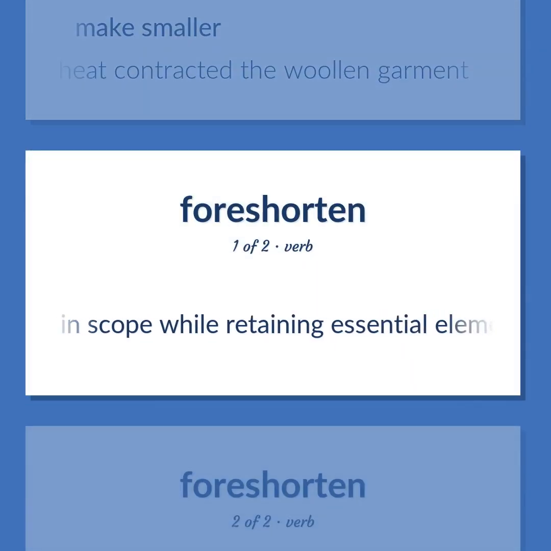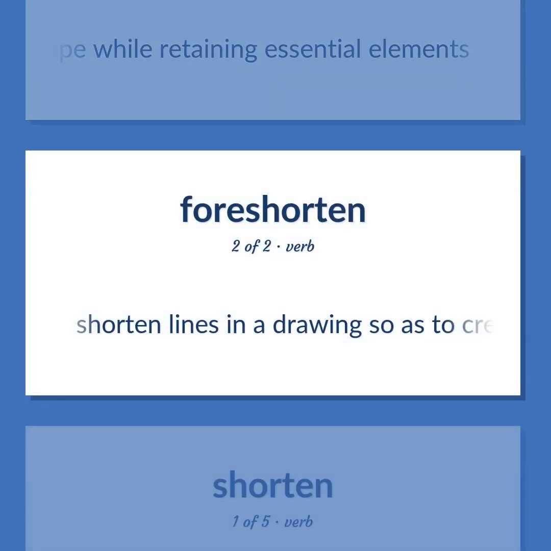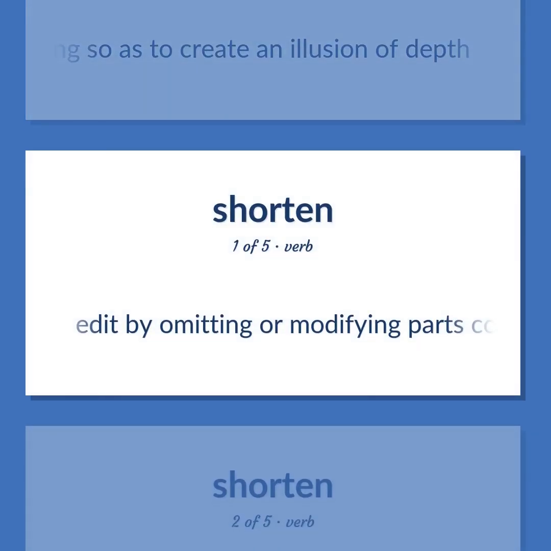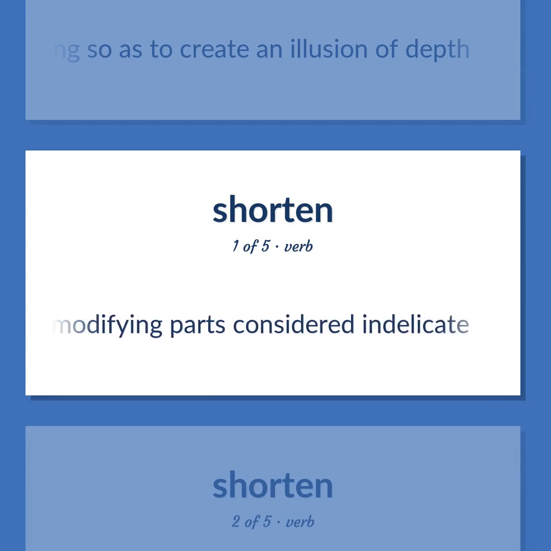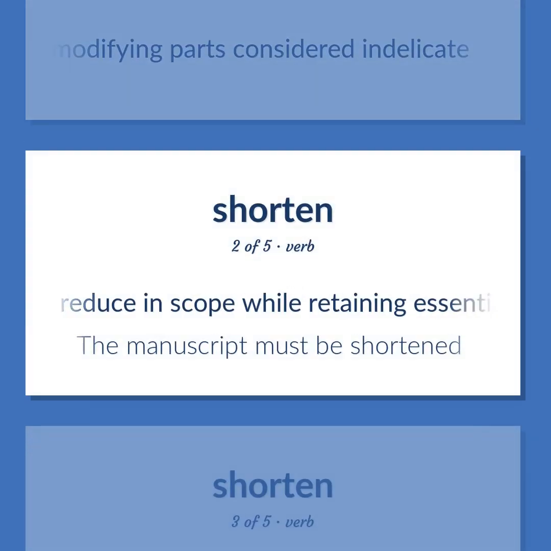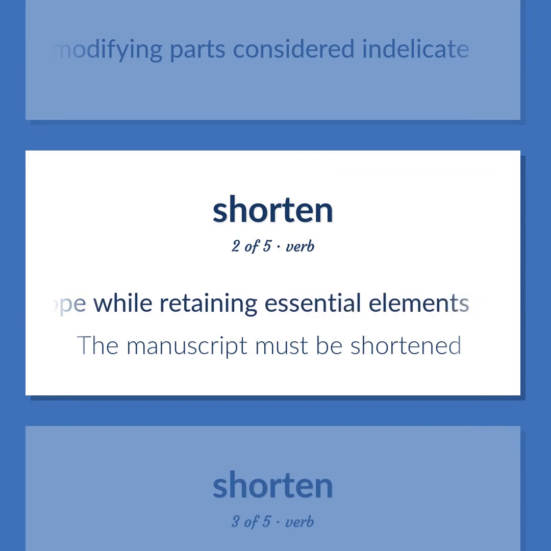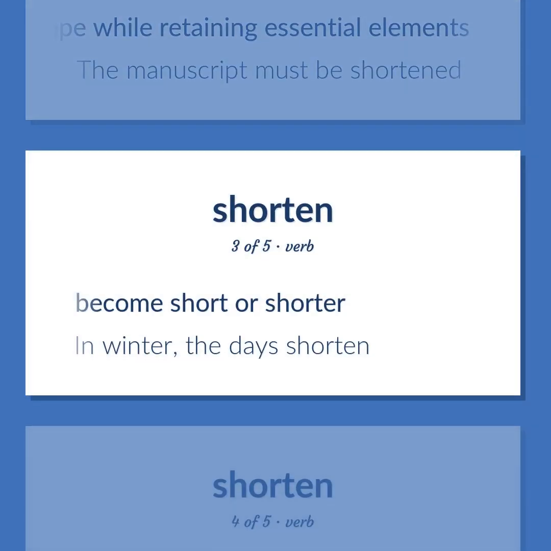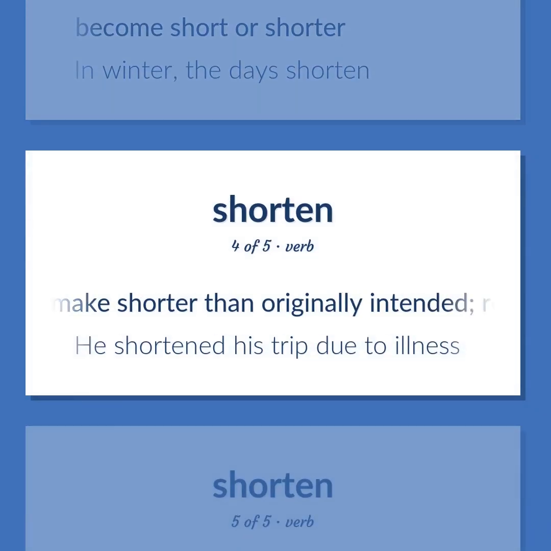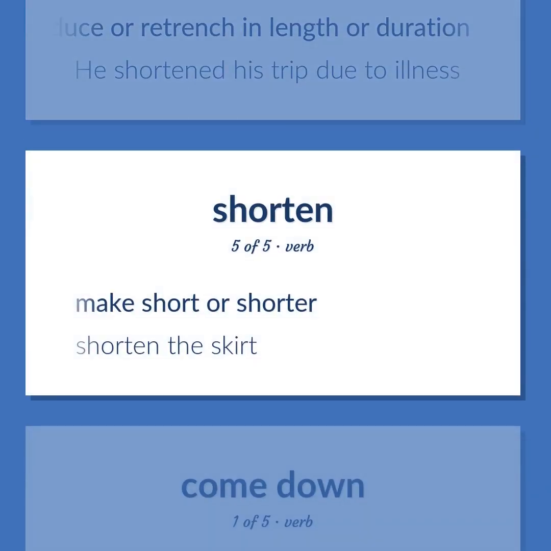Reduce in scope while retaining essential elements. Shorten lines in a drawing so as to create an illusion of depth. Edit by omitting or modifying parts considered indelicate. Reduce in scope while retaining essential elements. The manuscript must be shortened. Become short or shorter. In winter, the days shorten. Make shorter than originally intended. Reduce or retrench in length or duration. He shortened his trip due to illness. Make short or shorter. Shorten the skirt.